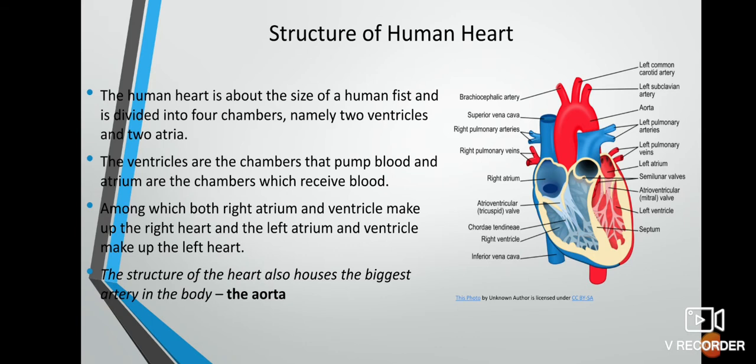Structure of the human heart. The human heart is about the size of a human fist and is divided into 4 chambers, namely 2 ventricles and 2 atria. Second, the ventricles are the chambers that pump blood and the atria are the chambers which receive blood. Third, the right atrium and ventricle make up the right heart and the left atrium and ventricle make up the left heart. Fourth, the structure of the heart also houses the biggest artery in the body, the aorta.